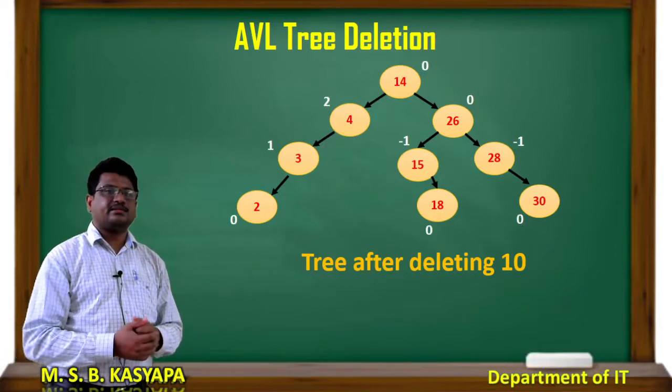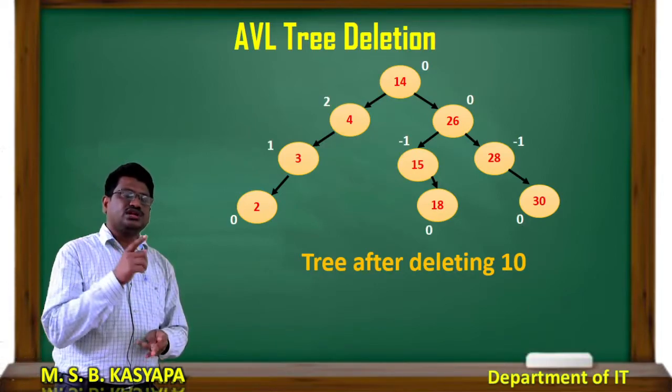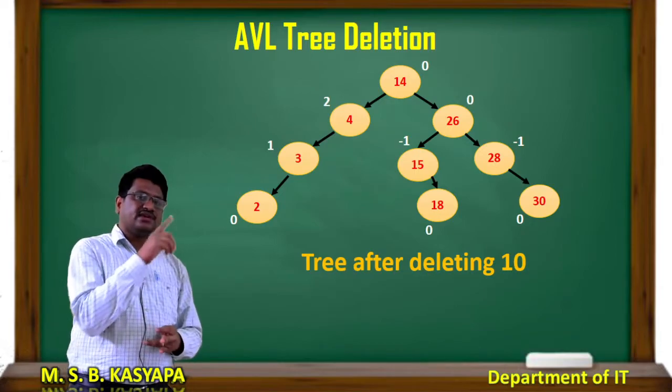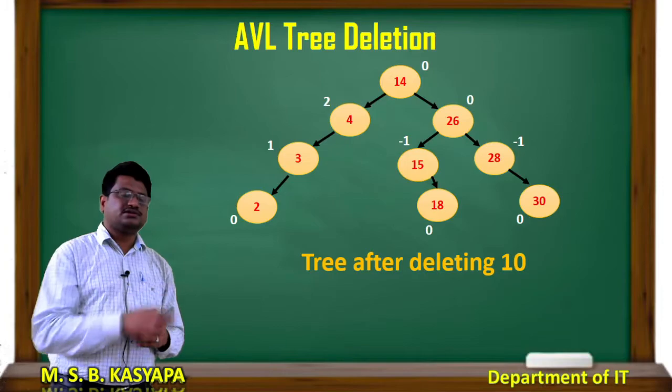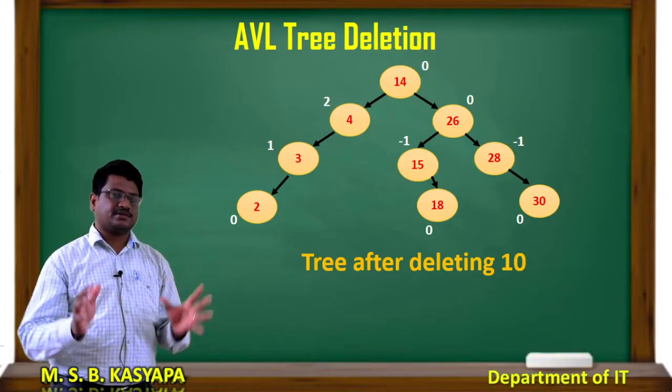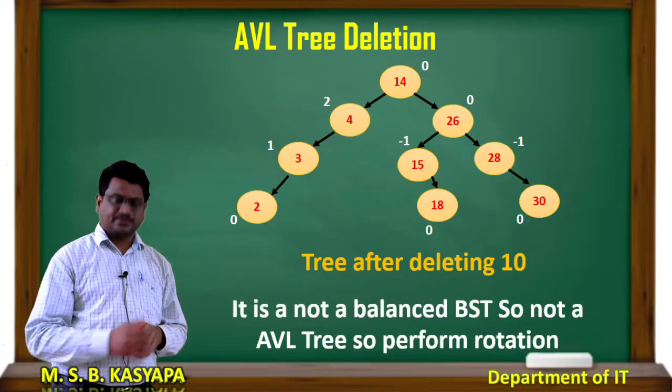Now if I calculate the balance factor, see 4, 3, 0. 4 has a balance factor of 2. So that means this 4, 3, 2 subtree is not a balanced tree. So I have to adjust that one. Okay.